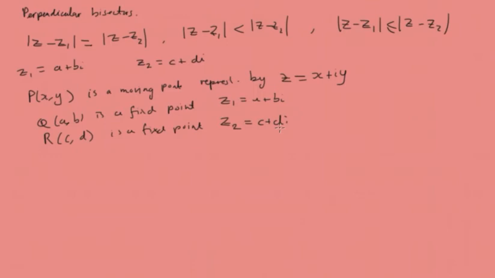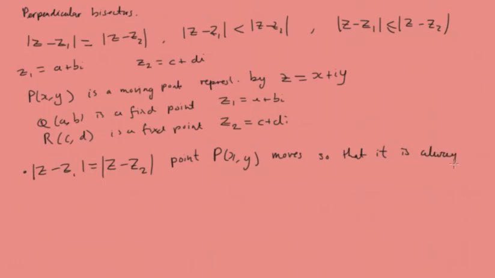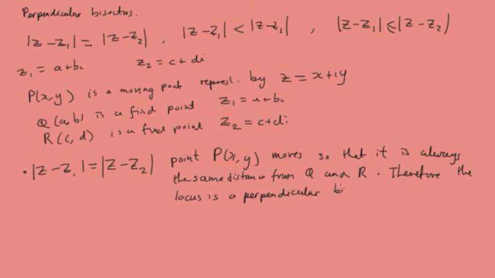So in our first situation, |z − z1| equal to |z − z2|, point P moves so that it is always the same distance from Q as R. Therefore, the locus is a perpendicular bisector.